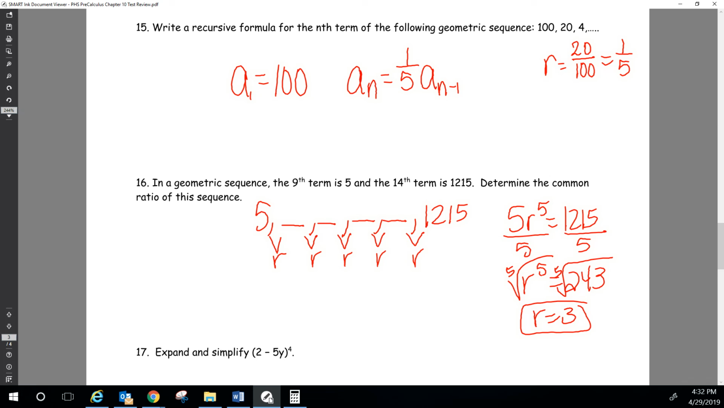You can check your work to make sure that's right. 5 times 3 is 15, times 3 is 45, times 3 is 135, times 3 would be 405. Times 3 would be 1215. So that works out.